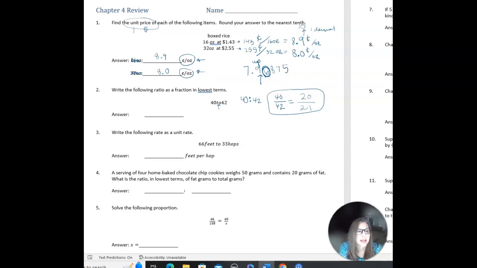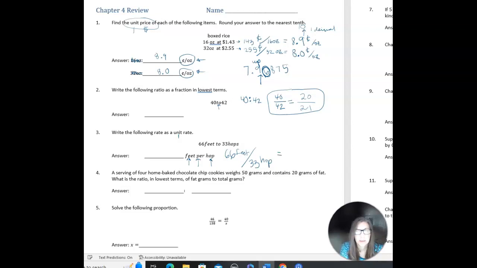Number 3, write the following as a unit rate. This is similar to number 1. It has the word unit. Unit means 1, but we're not talking about money. We're talking about feet and hops. Look at your answer for clues as to how to set it up. It wants feet per hop. You cannot give it in any other order. So we just plug in our numbers: there's 66 feet per 33 hops. Now we have to write that as a unit rate.